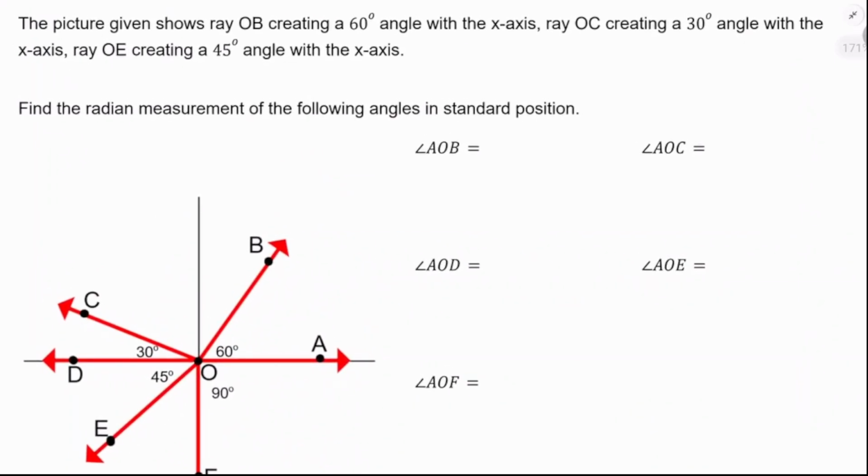Okay, so the picture given shows ray OB creating a 60-degree angle with the x-axis. Okay, I see that. Ray OC creating a 30-degree angle with the x-axis.